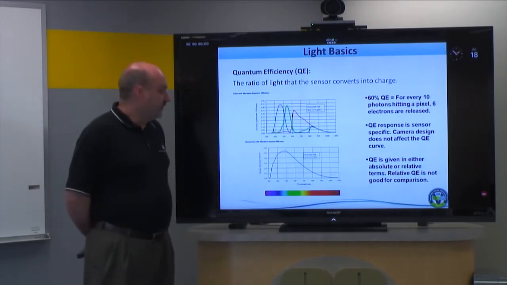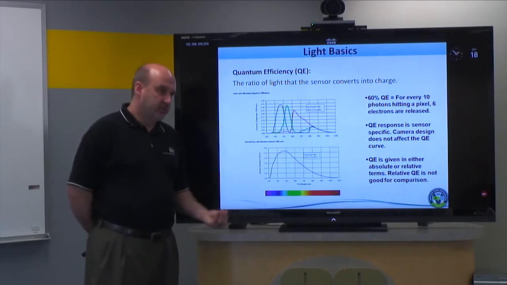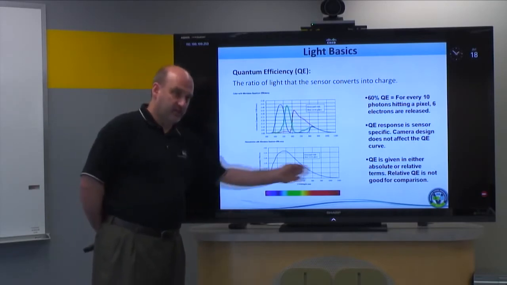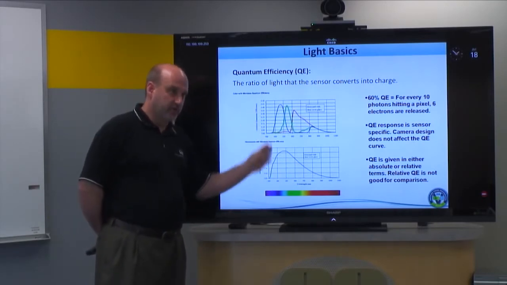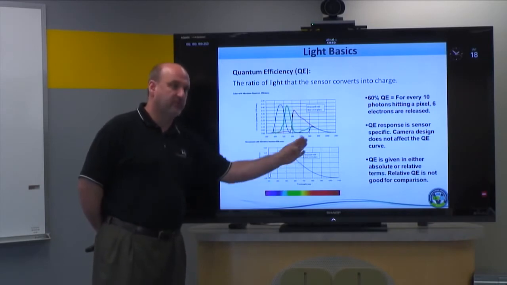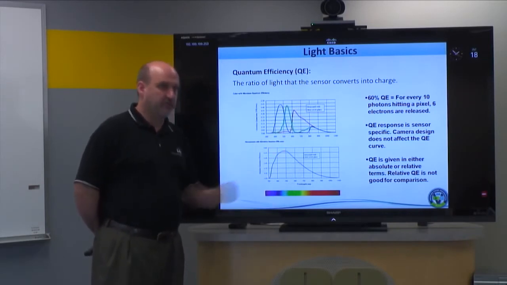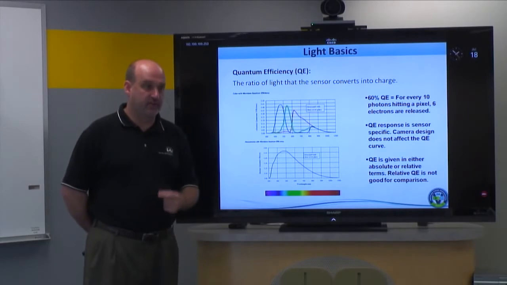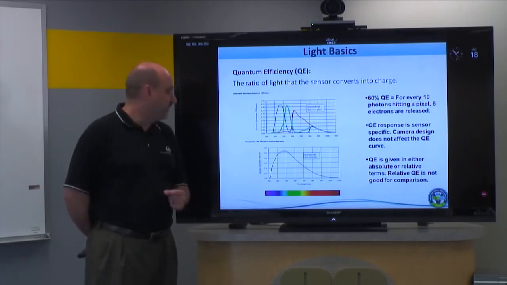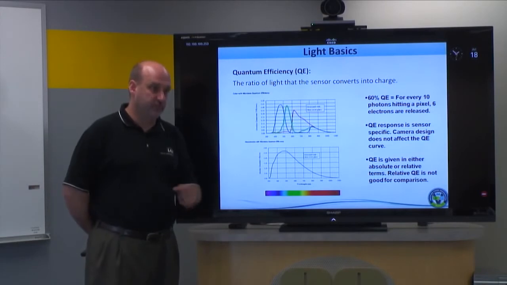Relative QE is good for that sensor only, so that you can tell, as I change the wavelength of light coming in, or if I were using monochromatic sources, how much response I would get from that sensor only. However, because it's been normalized by a factor that's unknown to the user, you can never use relative quantum efficiency for comparing one sensor to another, even if they're from that same manufacturer.